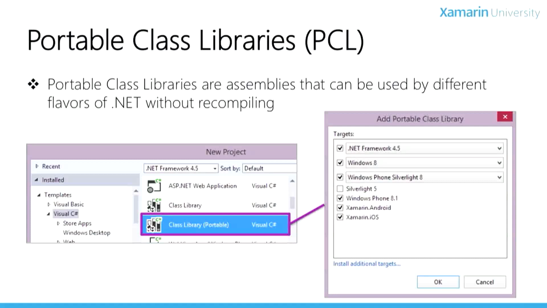The important thing to recognize here is that PCL projects will create a binary DLL. We're not going to share our code at the source level like we did earlier. Instead, we'll have a binary component that can be used with different flavors of .NET, including Desktop, WinRT, Silverlight, Windows Phone, and of course, Xamarin.